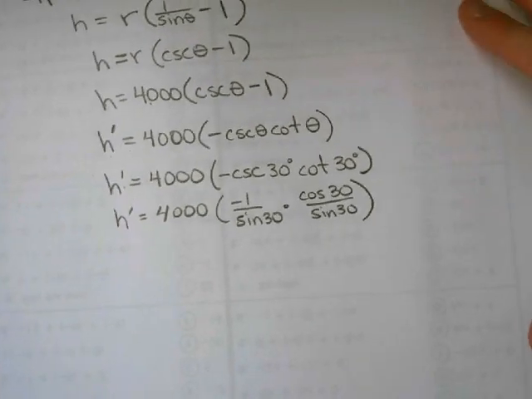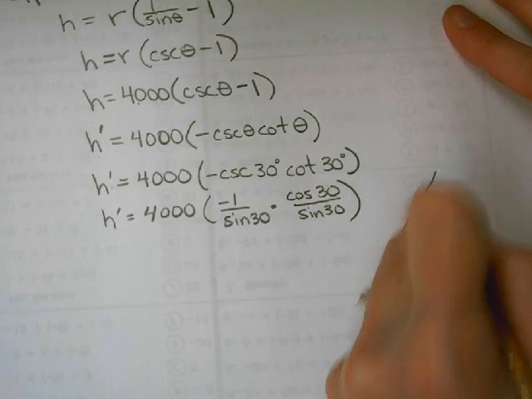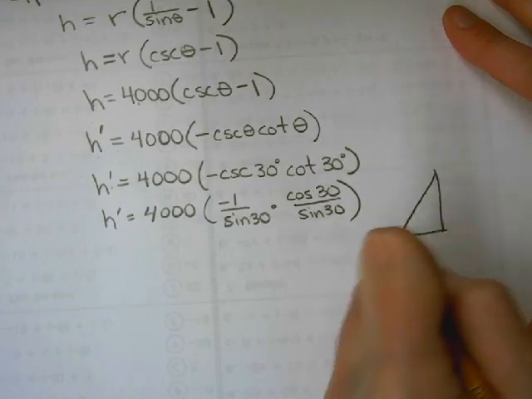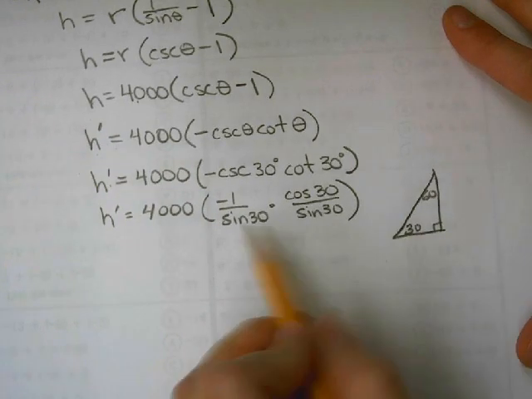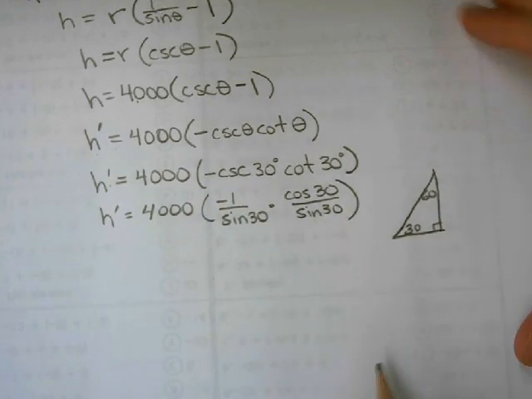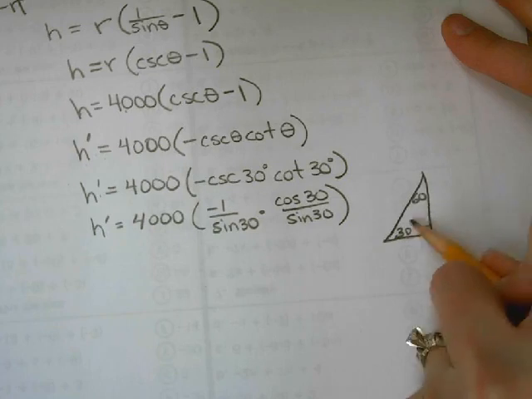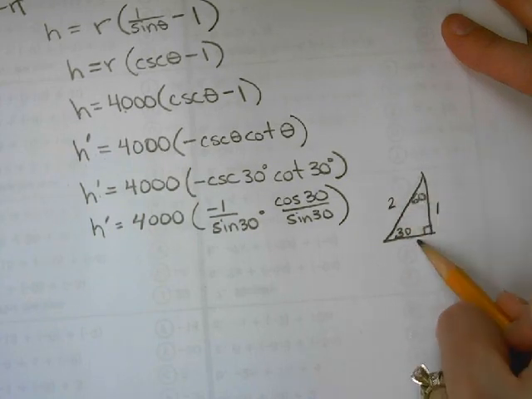I like to not always rely on my calculator. I like to review those 30, 60, 90 triangles too. Remember the 30, 60, 90 triangle? You can figure these out by drawing one. Across from the 30 is the side that's 1. Hypotenuse is 2. Across from 60 is square root of 3.